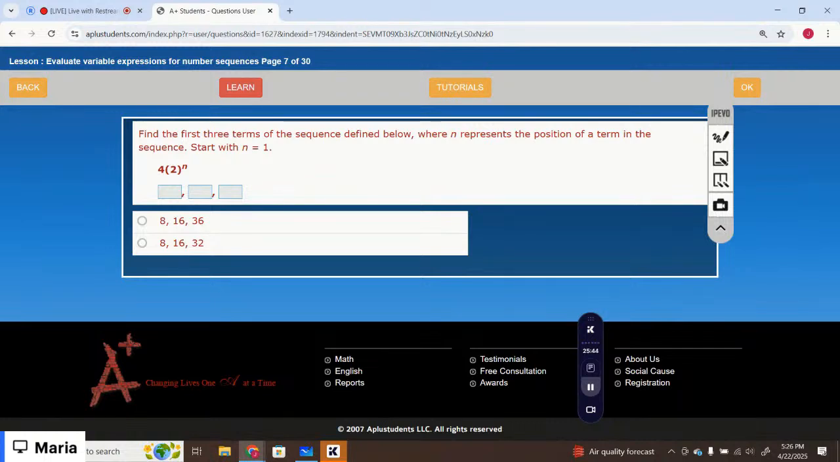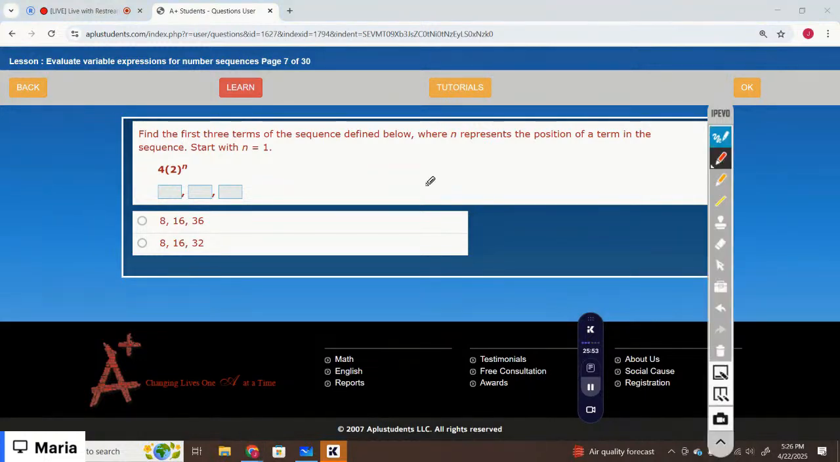Find the first three terms. Grade 8 math it is. How why grade 4? How grade 4? It's Tuesday at 8.